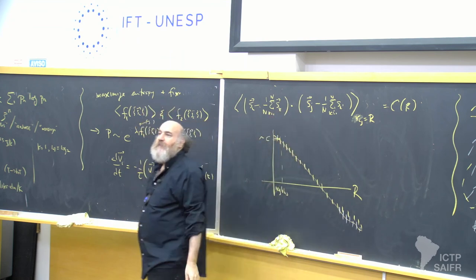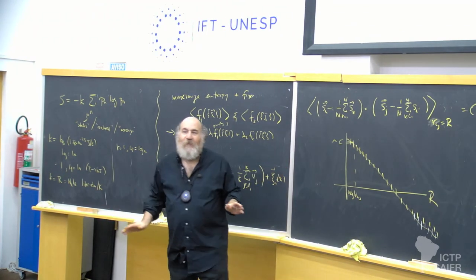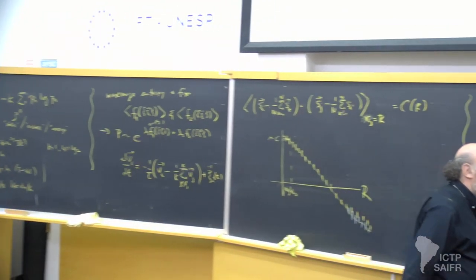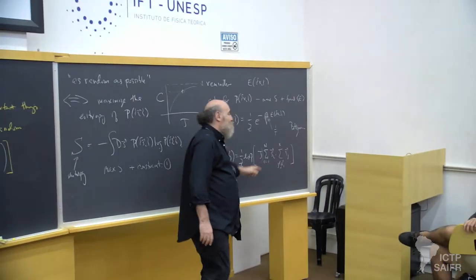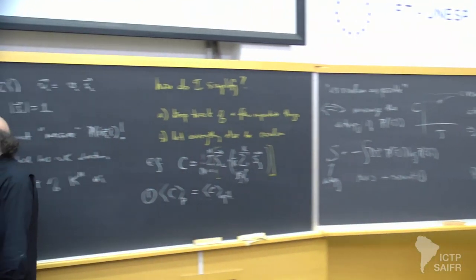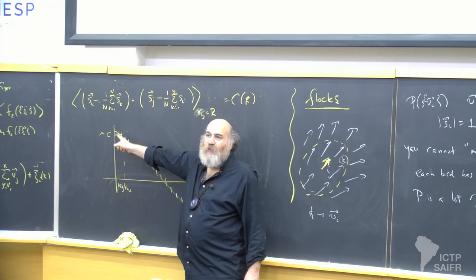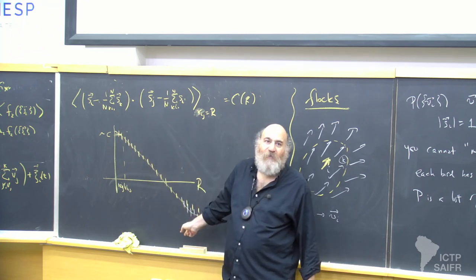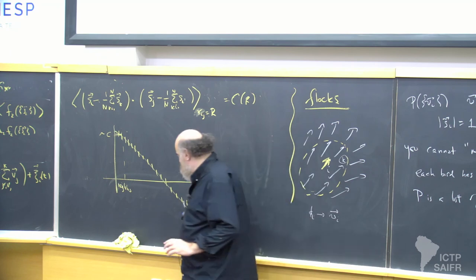Okay. The agreement is essentially perfect, and there's no fitting, because I'll remind you that there was only one number, J, that you needed to know, and that's determined by the value of C. So basically, you've pinned the curve here, and everything else over an order of magnitude or more in distance is predicted by the theory. You can predict other things.